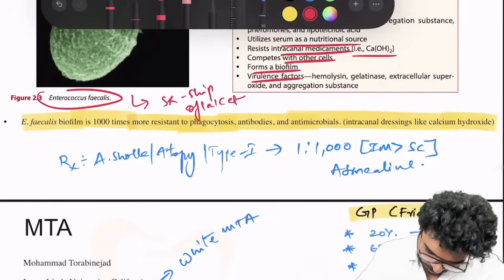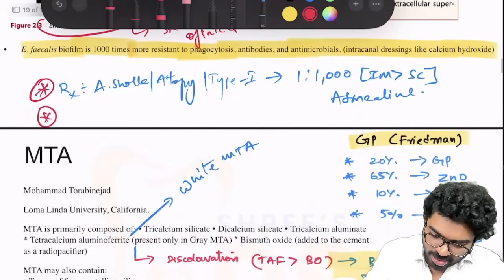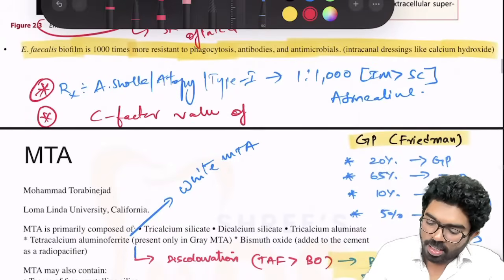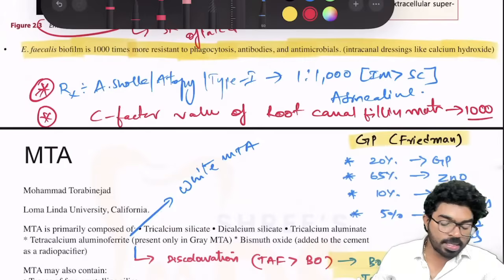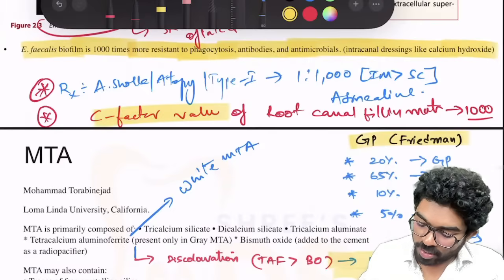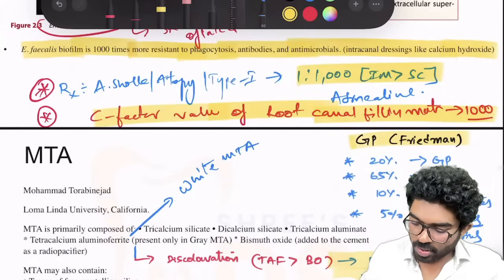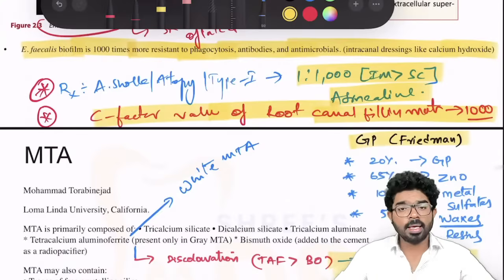Integrated to other subjects, one more 1000 integrated to C factor. The C factor value of root canal filling material is around 1000. So please do make a note of both of these thousands. The C factor value for a root canal filling material is around 1000 or more than 1000, and the drug of choice for anaphylactic shock is 1 in 1000 intramuscular, followed by subcutaneous adrenaline.